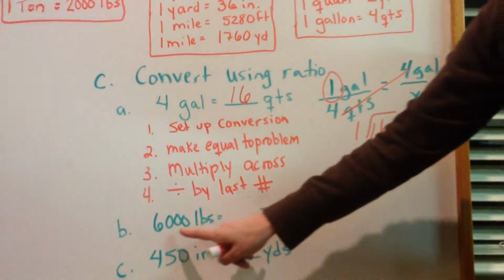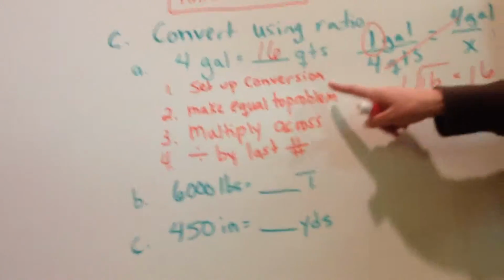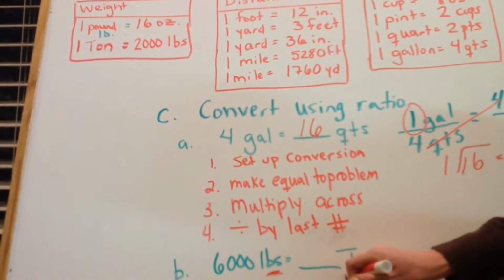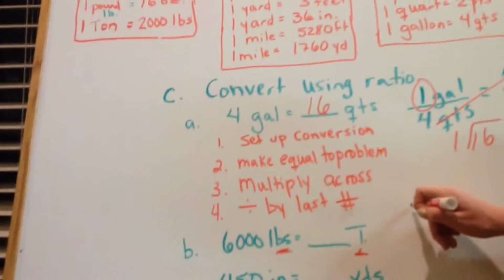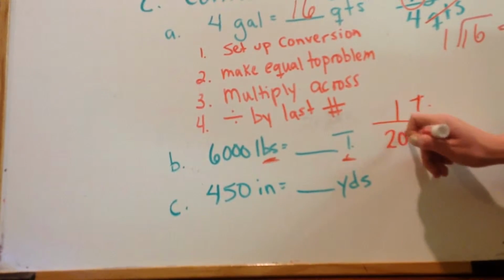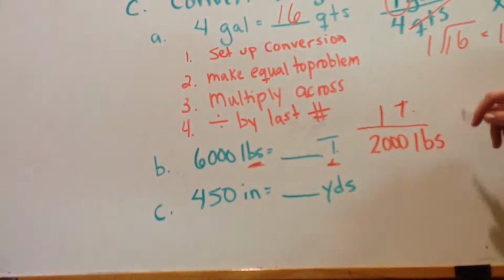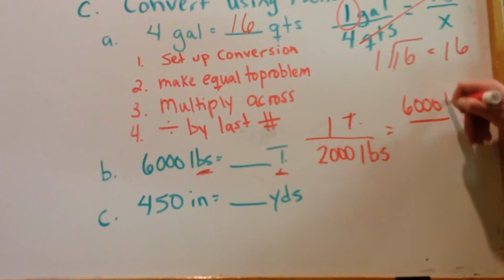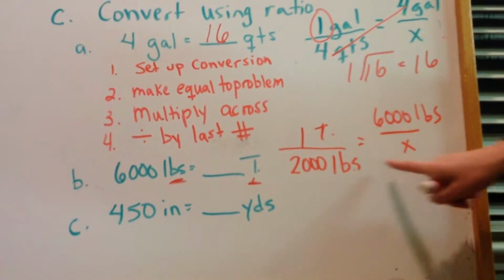Let's try again. 6,000 pounds is equal to blank T, tons. So first step is we set up our conversion. So we've got to go to our conversion chart and find where it has pounds and tons. And so it says 1 ton is equal to 2,000 pounds. So I put 1 ton is over 2,000 pounds. Remember, LB is pounds. Step 2, make it equal to the problem. Look, I'm going to do a mistake. What am I doing wrong? Oh no, my words aren't across from each other.